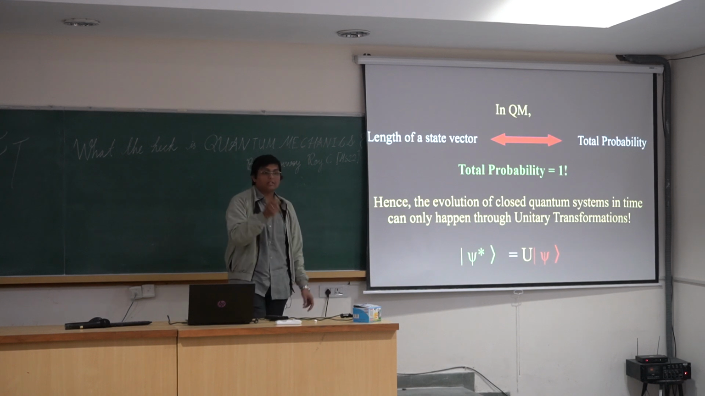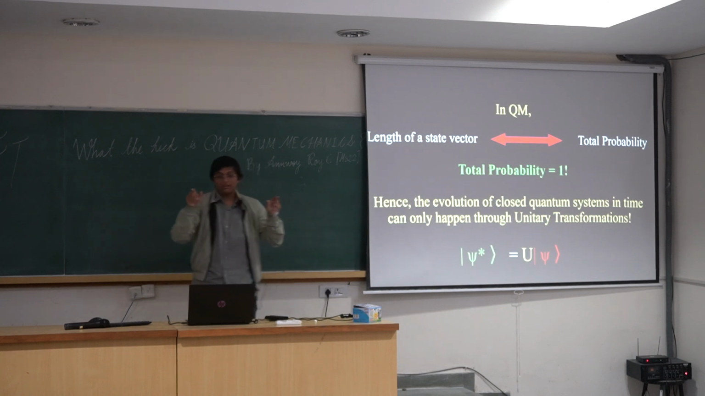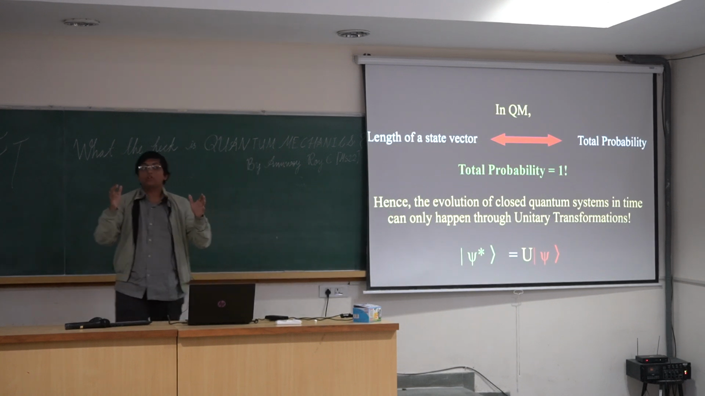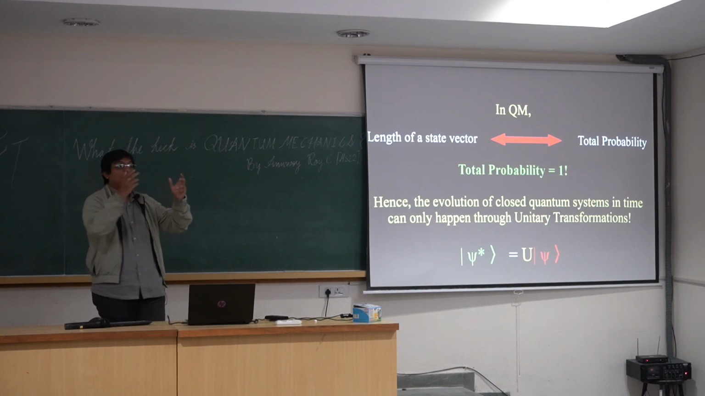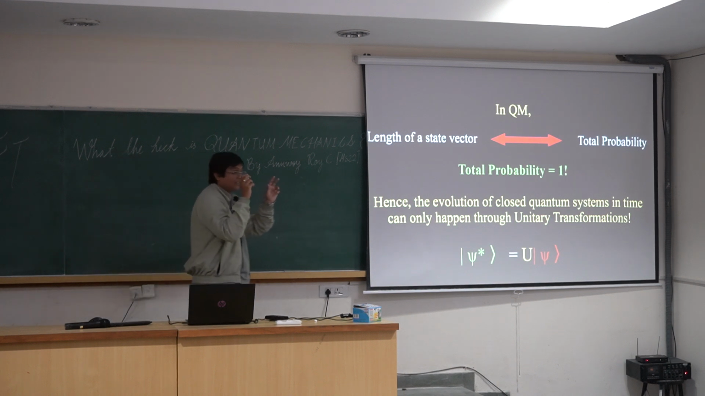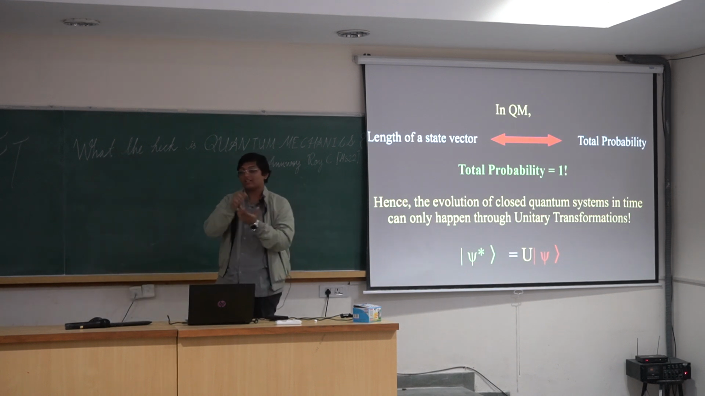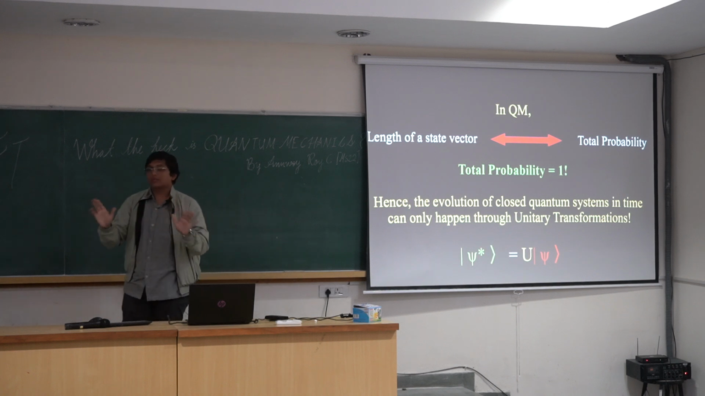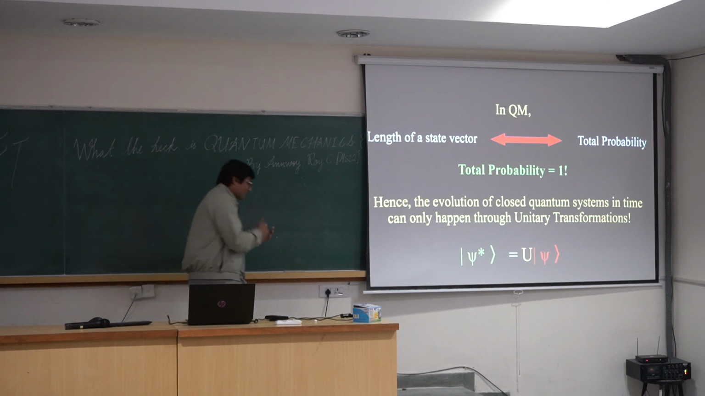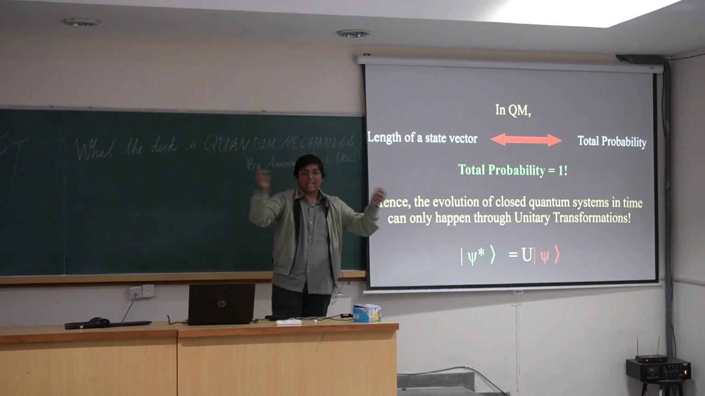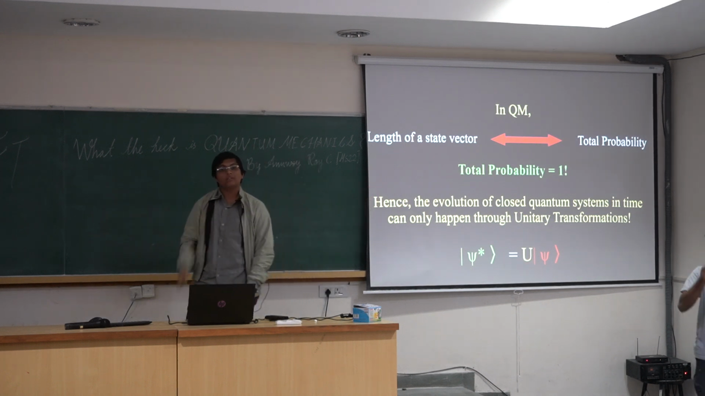So the total probability of finding the system has to be equal to 1. And that is essentially what we call normalization. So we make sure that the total probability of finding a system is always 1. And now I guess you can see, if you change the length, the total probability will change.